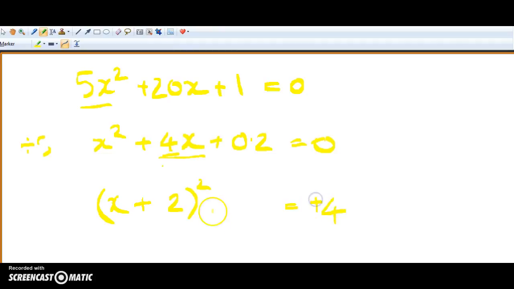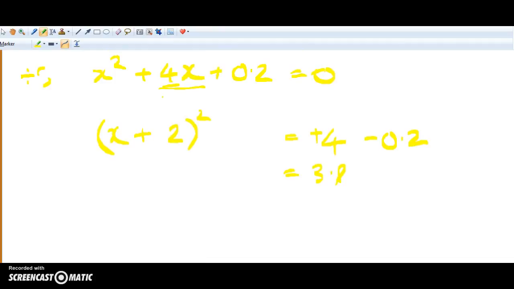No, you don't. I add 4 to both sides. Because this side had 4 added to it, I have to add 4 to the right hand side as well. I have to take away the 0.2 from the right hand side, or effectively from both sides. So on the right hand side, 4 minus 0.2 is 3.8, and I'm going to have to use a calculator in a minute because I don't know the square root of 3.8. x plus 2 equals square root 3.8.